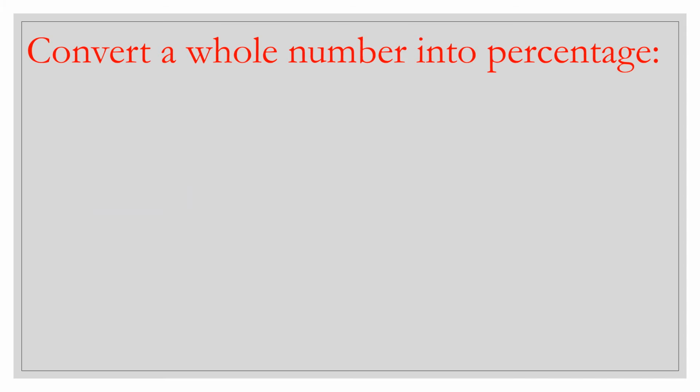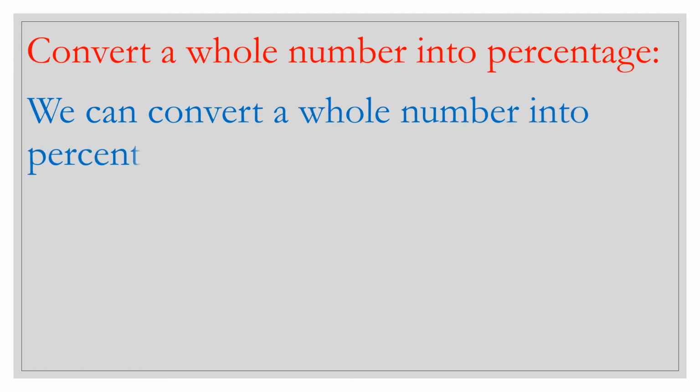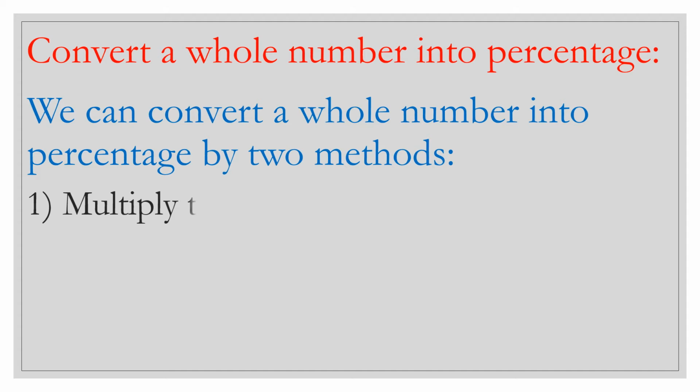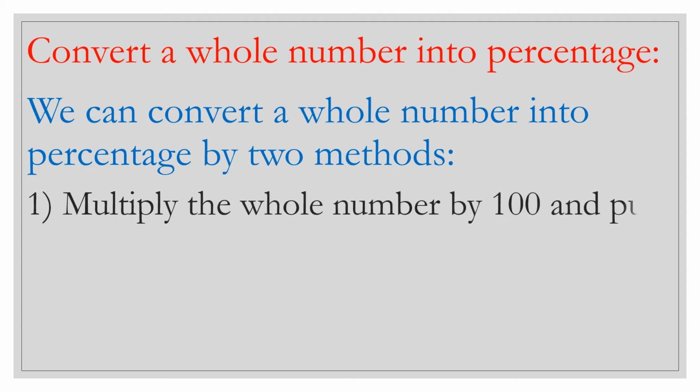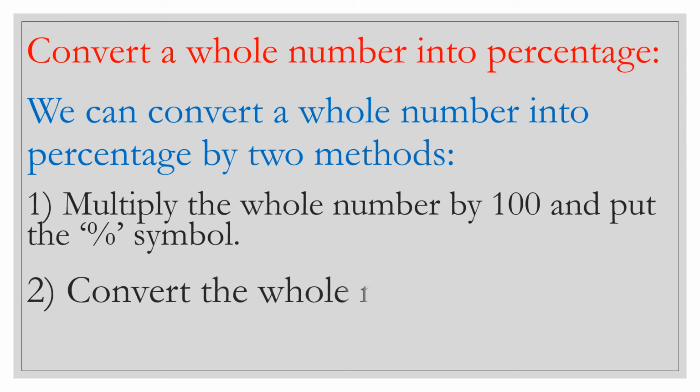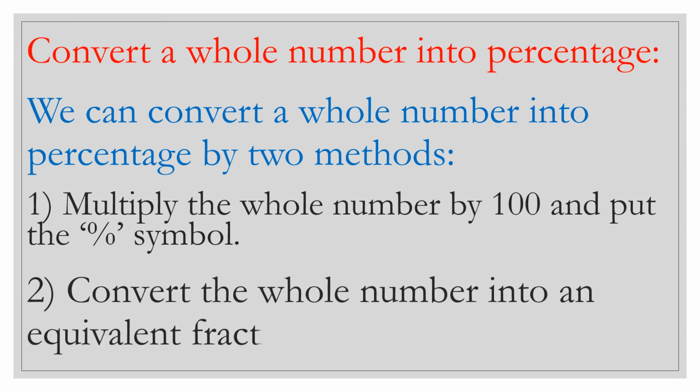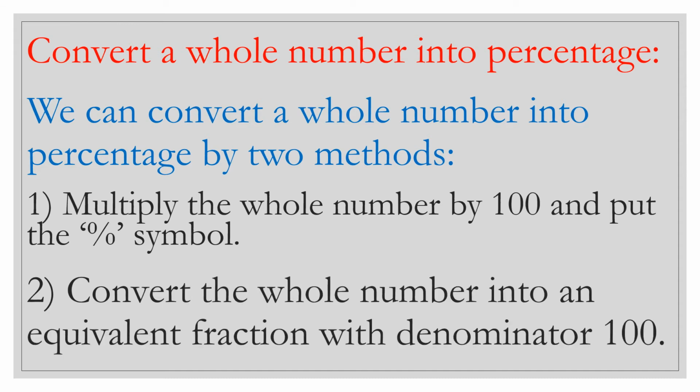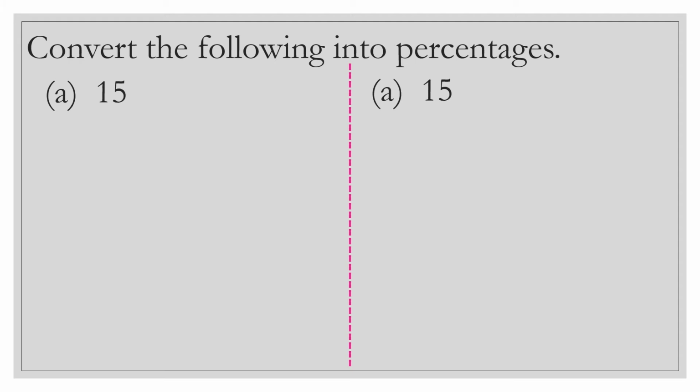Our next topic is convert a whole number into percentage. And we can convert a whole number into percentage by two methods. The first method is multiply the whole number by 100 and put the percentage symbol. And the second method is convert a whole number into an equivalent fraction with denominator 100. To understand it in a better way, let us solve some questions. Convert the following into percentage.